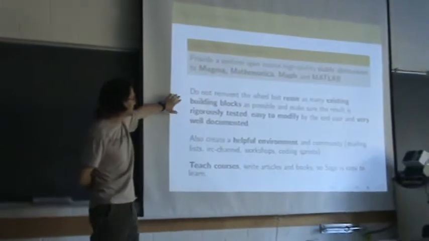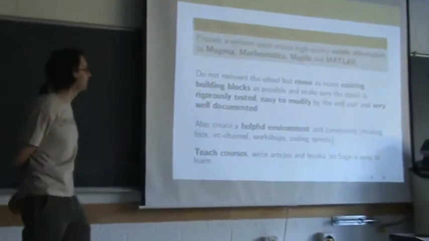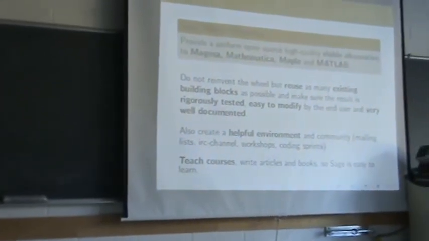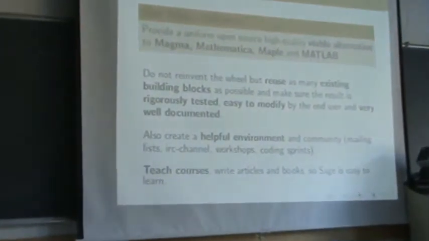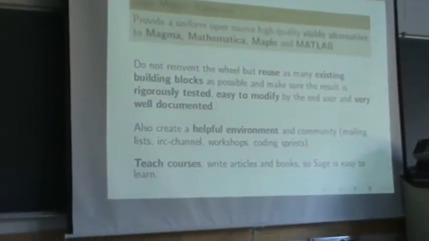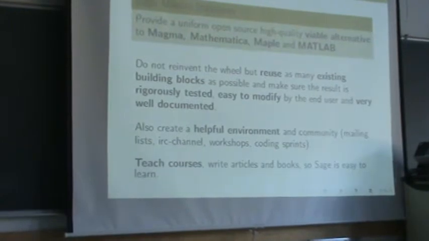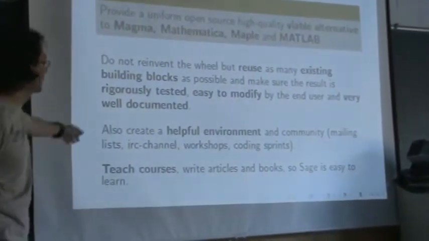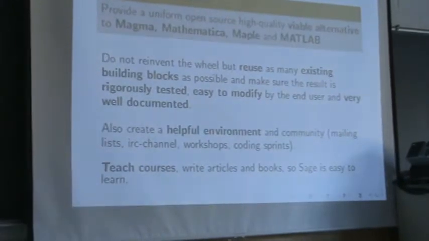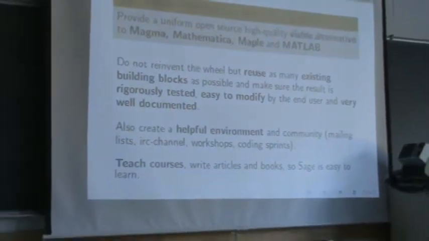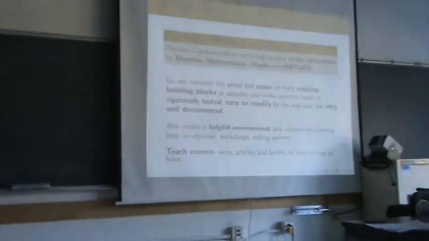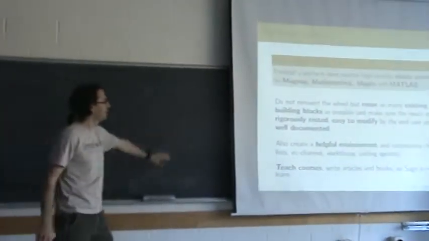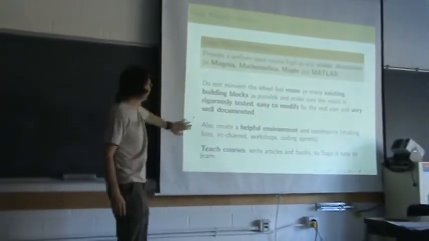One sort of guiding principle in the project is we try as much as possible not to reinvent the wheel, but to reuse as many existing building blocks as possible. And we're very obsessed with automated testing of the system. We also try as hard as we can to make Sage itself easily modifiable by anybody and document the whole system. Obviously, we haven't succeeded in any of this yet, but we're trying very hard.